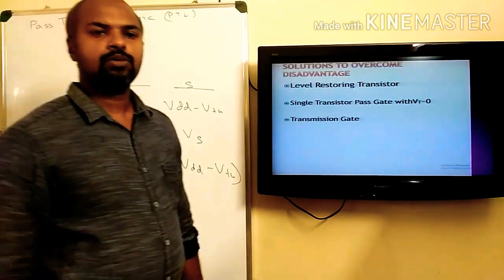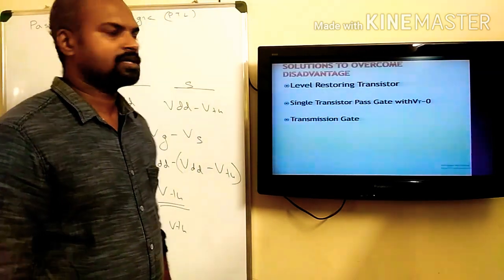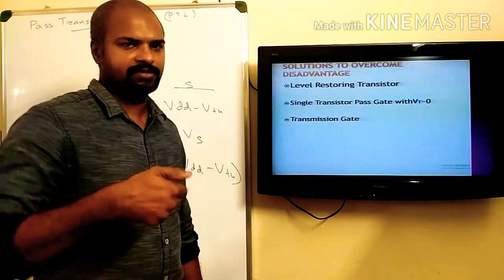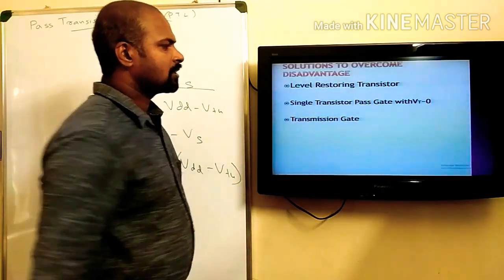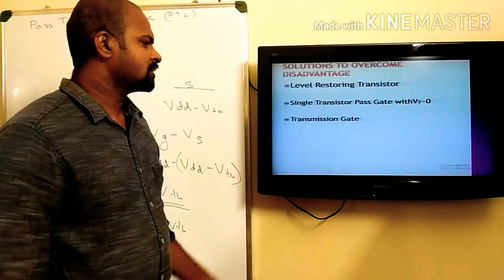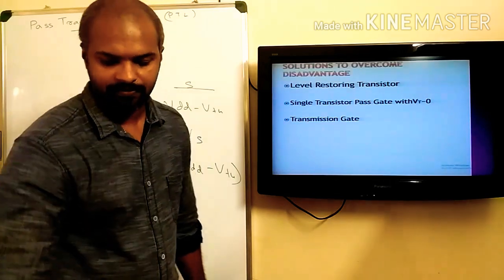So the solutions for these problems are: one is using a restoring transistor, just like a pull-up transistor; another is a single transistor pass gate with a very low threshold voltage; and another is a transmission gate.